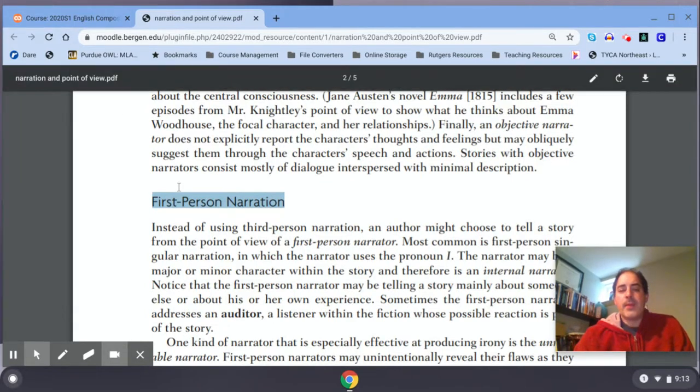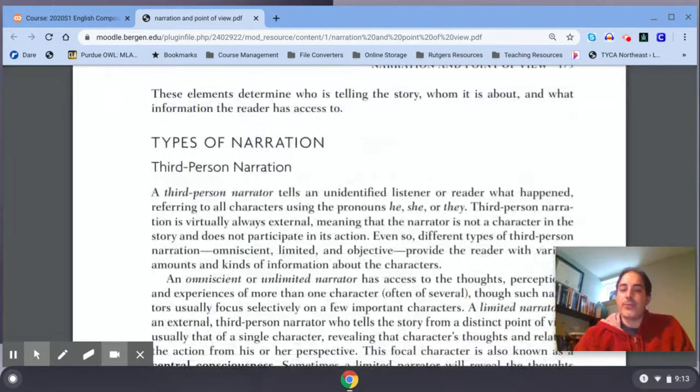And then we have third-person narration, in which the narrator is an external observer, somebody who's not actually even a person, right? It's a sort of abstract voice, which the text calls an unidentified listener. The third-person narrator is virtually always external. The narrator is not a character in the story and does not participate in its action. And typically, in almost every case, it's an abstraction. It's not any kind of figure you can identify, right? It's not a person per se or a character. It's just a voice.